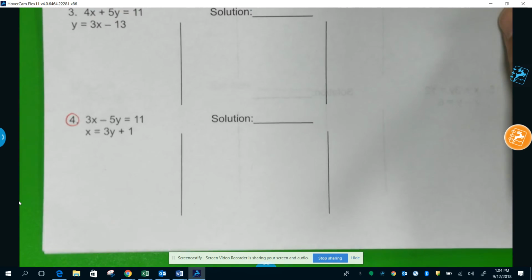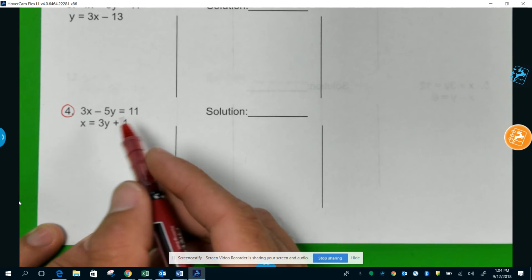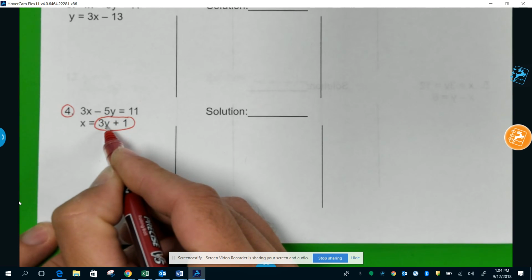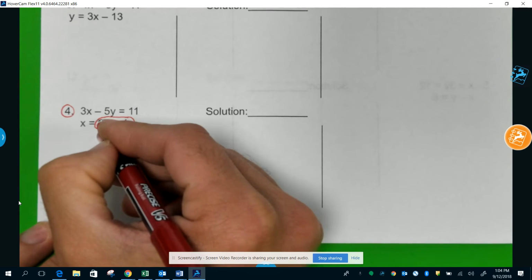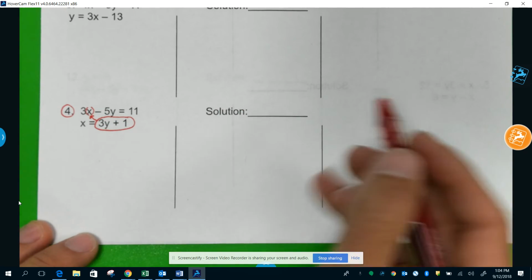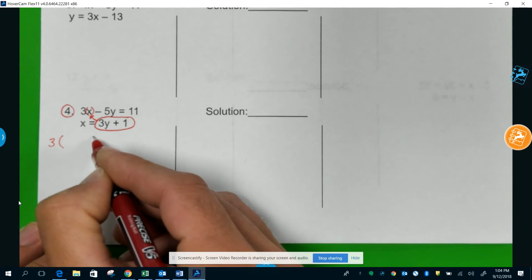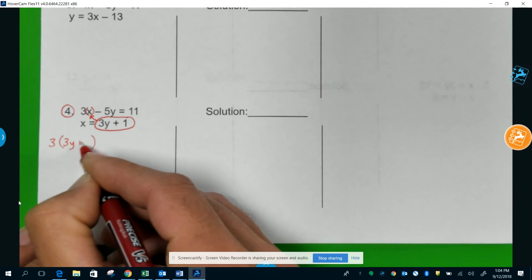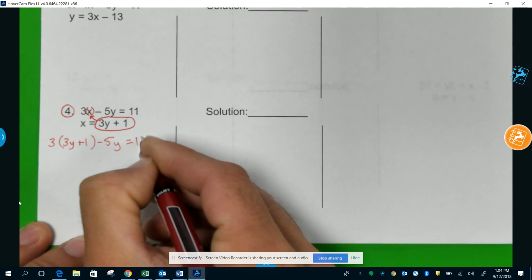All right, so scroll down. Look at number 4. The top equation is not solved for x or y, but the bottom equation is. It's already solved for x, which is nice. So if x equals 3y plus 1, I'm going to take that 3y plus 1 and substitute it into the other x value. And again, I'm going to use parentheses. So I'm going to rewrite this top equation since I'm substituting it in. It's not going to be 3 times x anymore. It's going to be 3 times 3y plus 1 minus 5y equals 11.